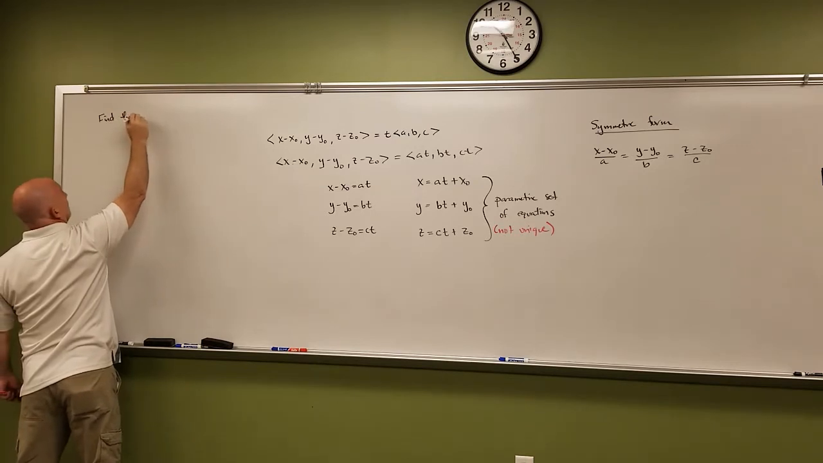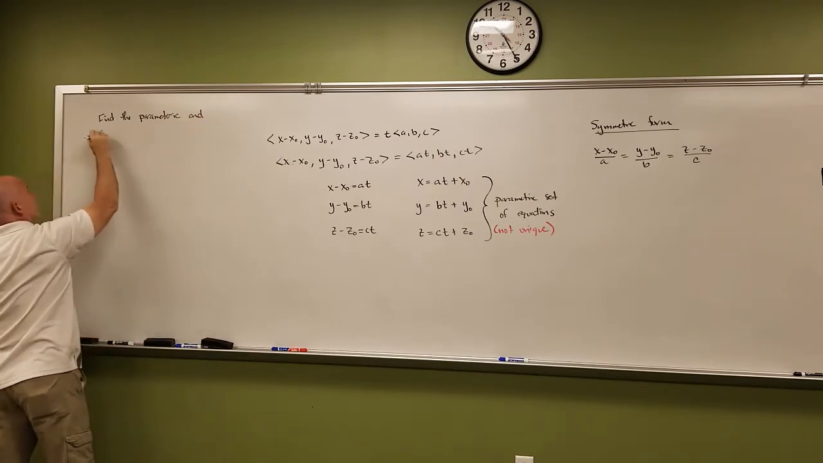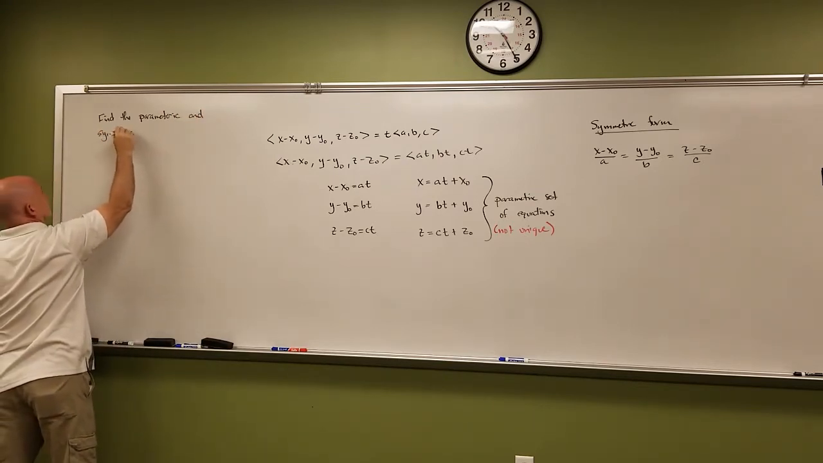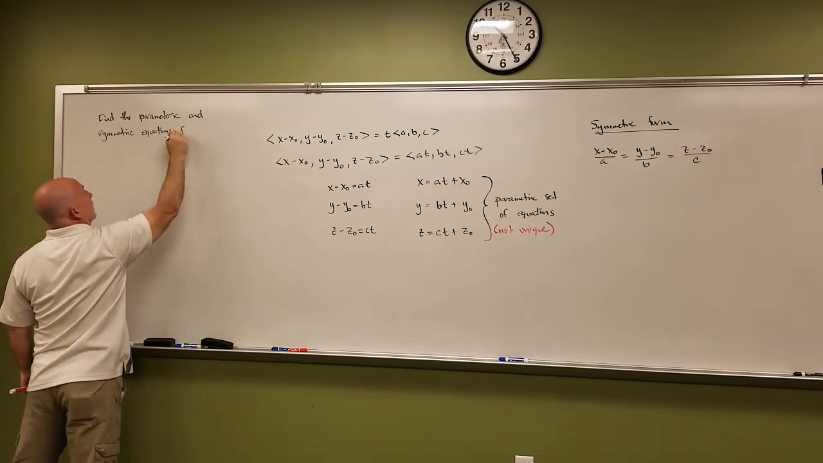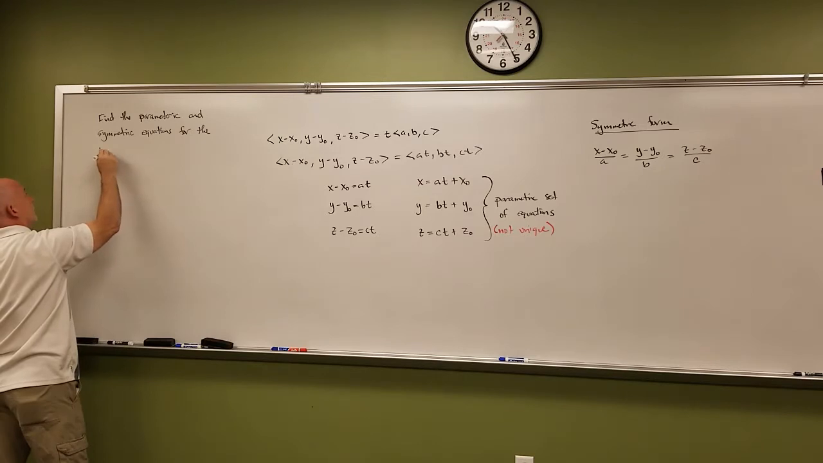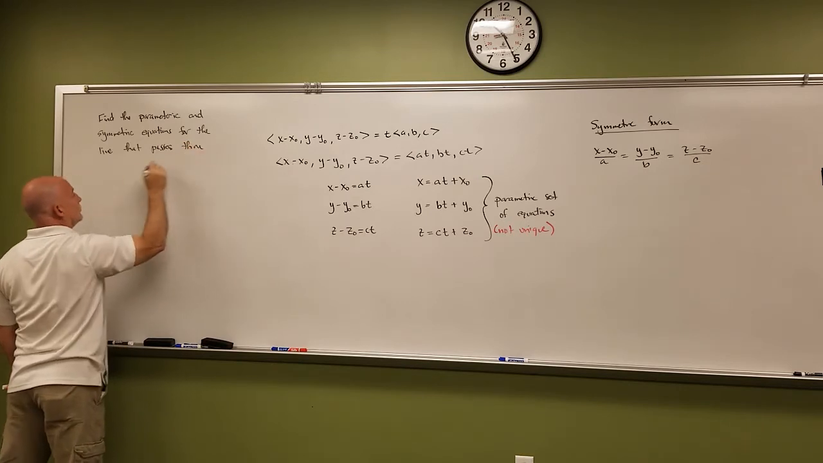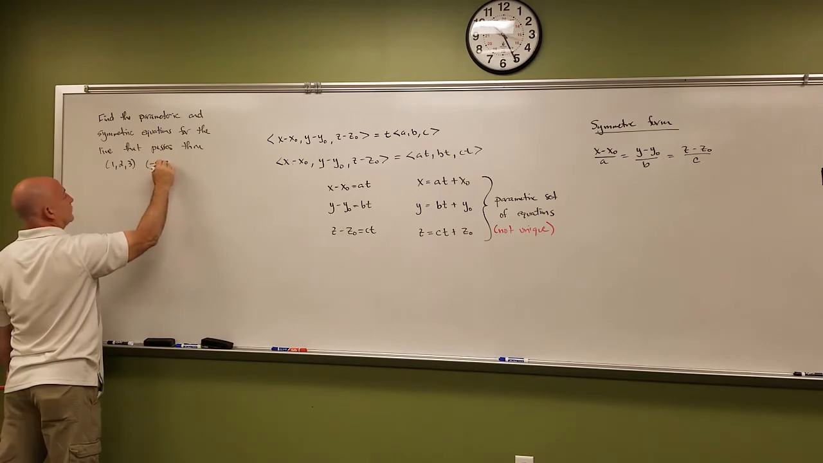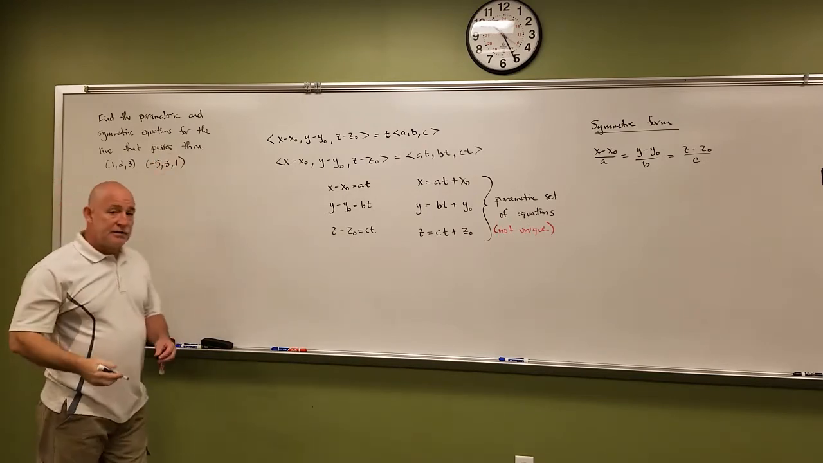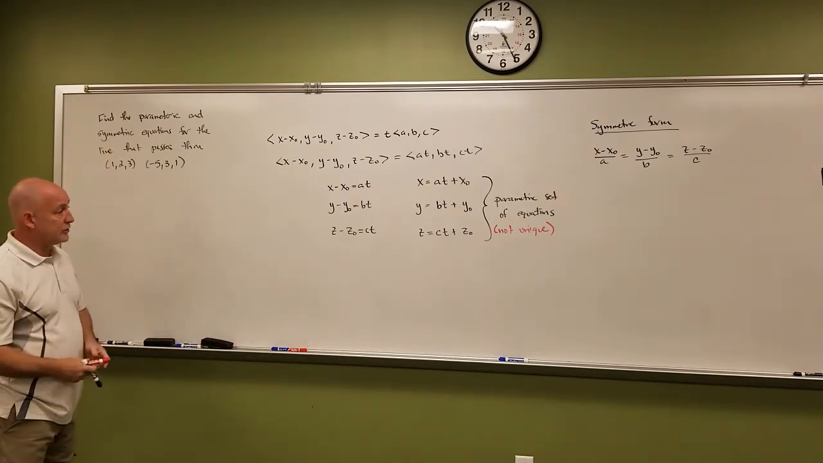find the parametric and symmetric equations for the line that passes through, let's say, 1, 2, 3, negative 5, 3, and 1. All right, so just like in two-dimensional space, there's only one line that goes through 2 points. So the 2 points define a line here.